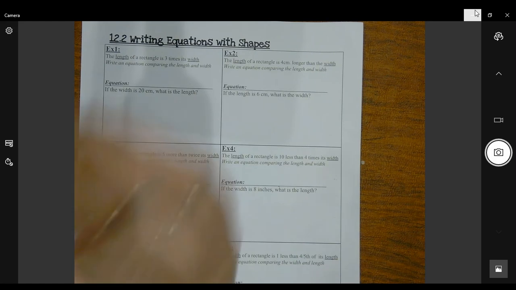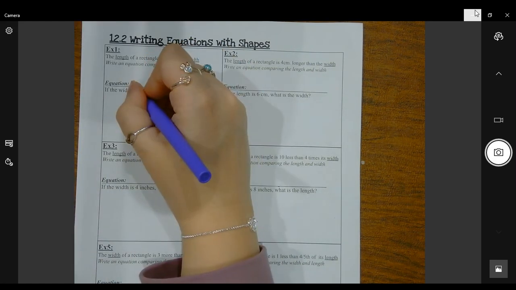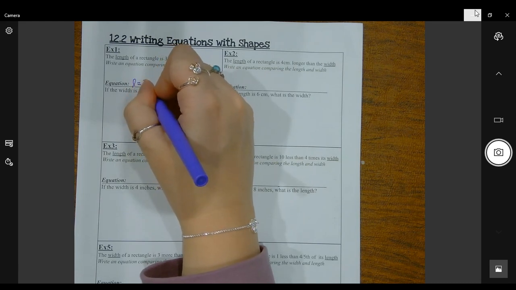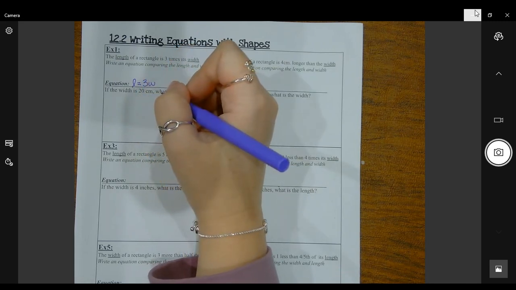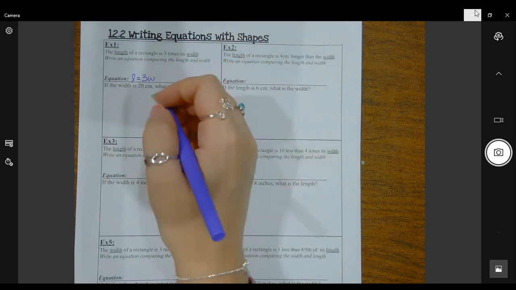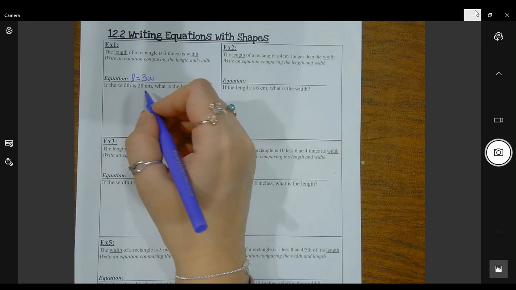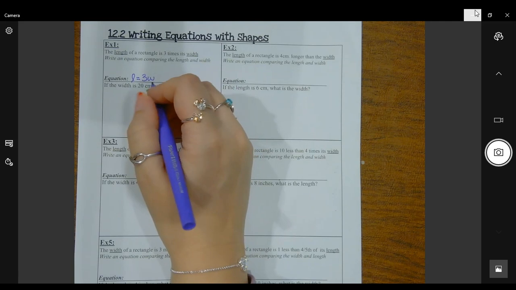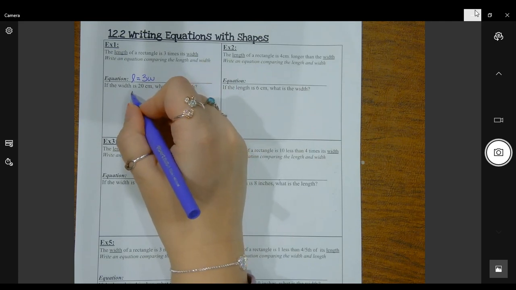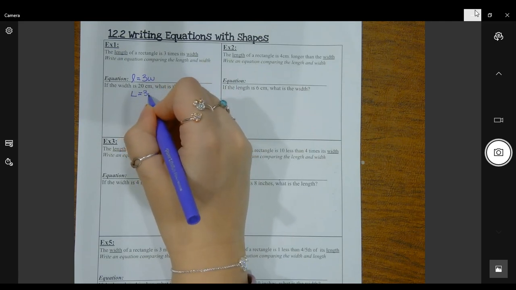It says the length of a rectangle, so L for length, is, in the math world, means equals 3 times what? Its width. Okay, there we go. Then it says, if the width is 20, what is the length? So here was my equation, okay, L equals 3W.